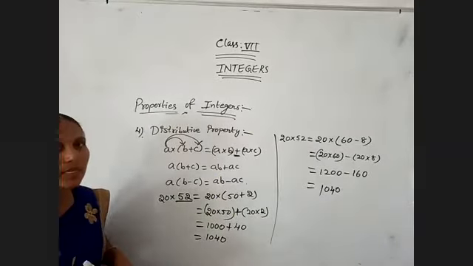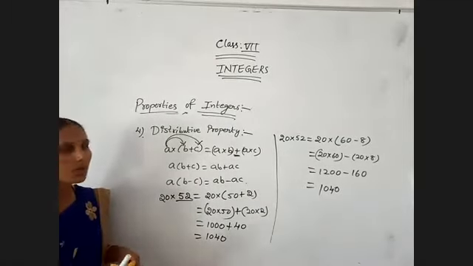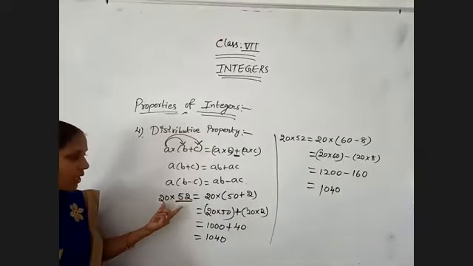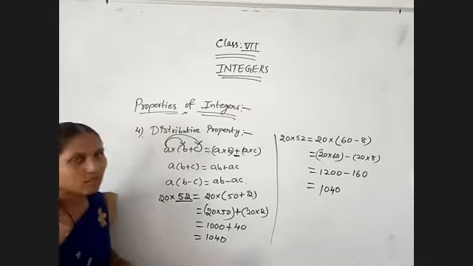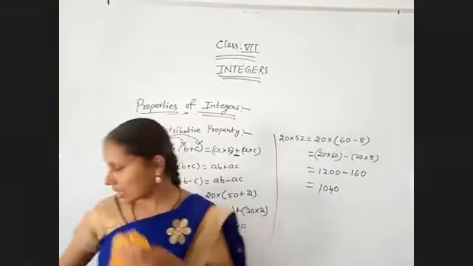So why are we using all these properties? To reduce the time and to get the answer in the easiest way. See, here we got it easily. If we go for direct multiplication, it will take time. For that reason only, we use the properties, to avoid time consumption and to work in the easiest way.